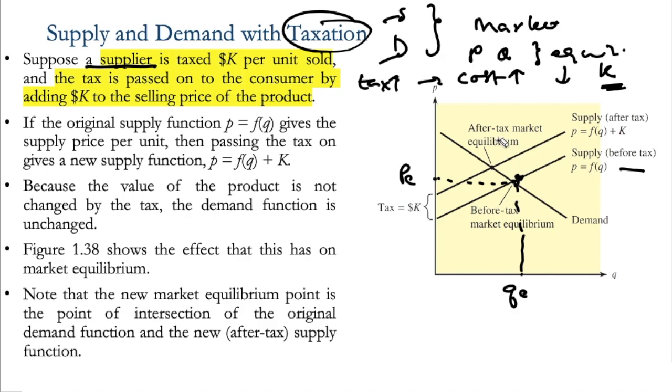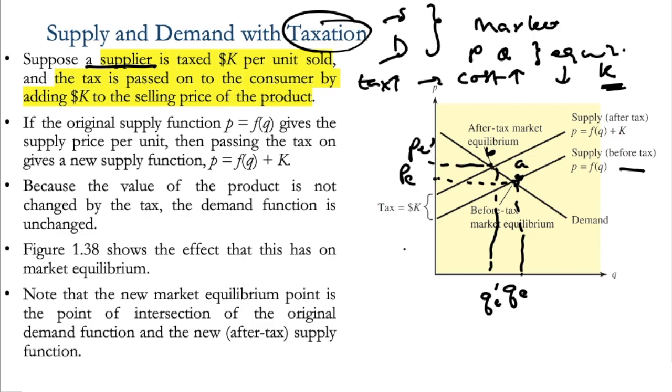Alright, as a consequence, we need to find the new equilibrium. Adjustment takes place as usual, and there will be a shift to the left of the supply curve, from P as a function of Q to P as a function of Q plus K amount of tax. So adjustment takes place from point A to point B, and we reach the new equilibrium, let's say QE prime, PE prime. Okay?